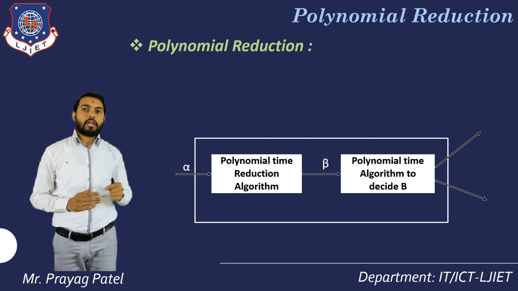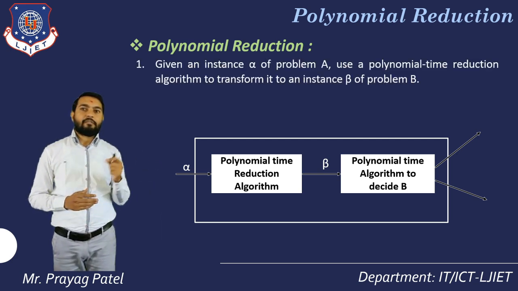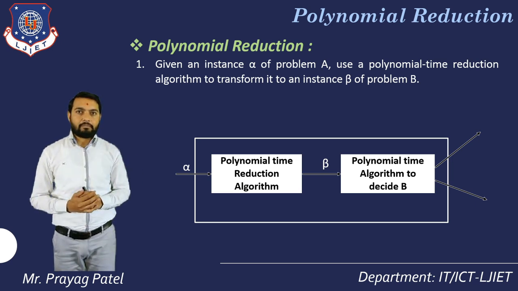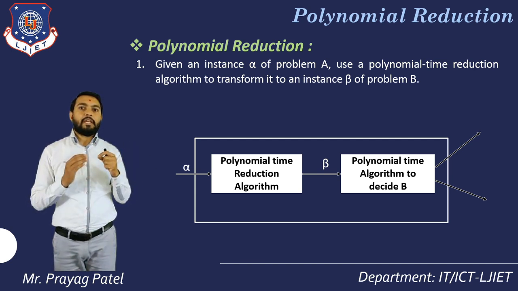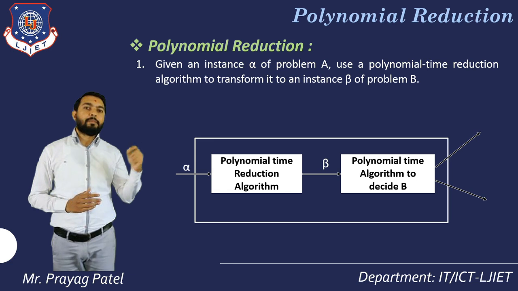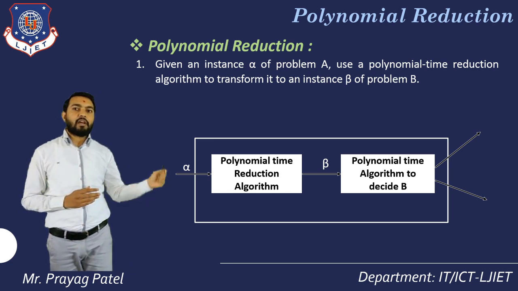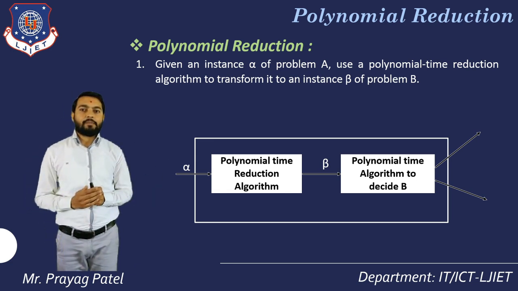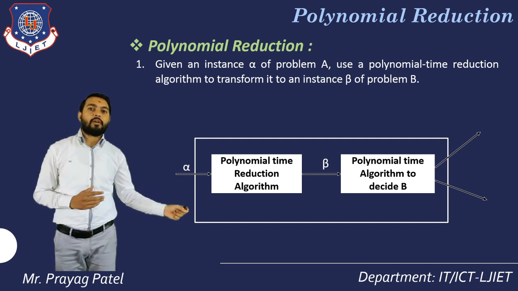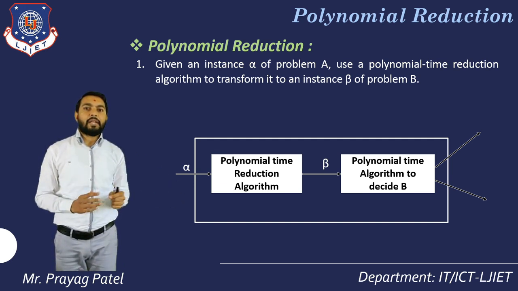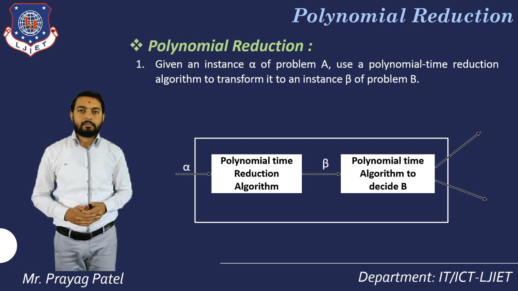So basically, the first step of polynomial reduction is: given an instance alpha of problem A, use a polynomial time reduction algorithm to transform it into an instance beta of problem B. See in this figure, the first input is alpha of problem A, and after applying the polynomial time reduction algorithm, we get the result as beta of problem B.